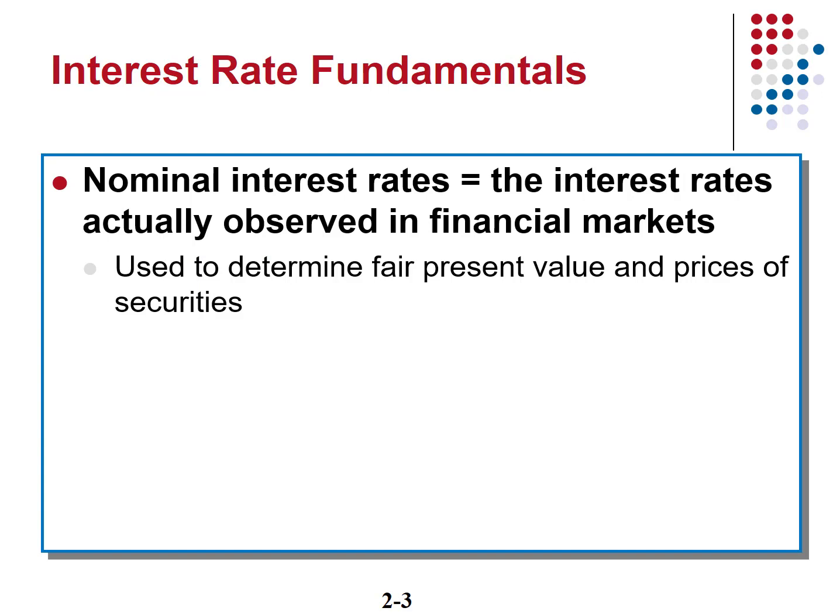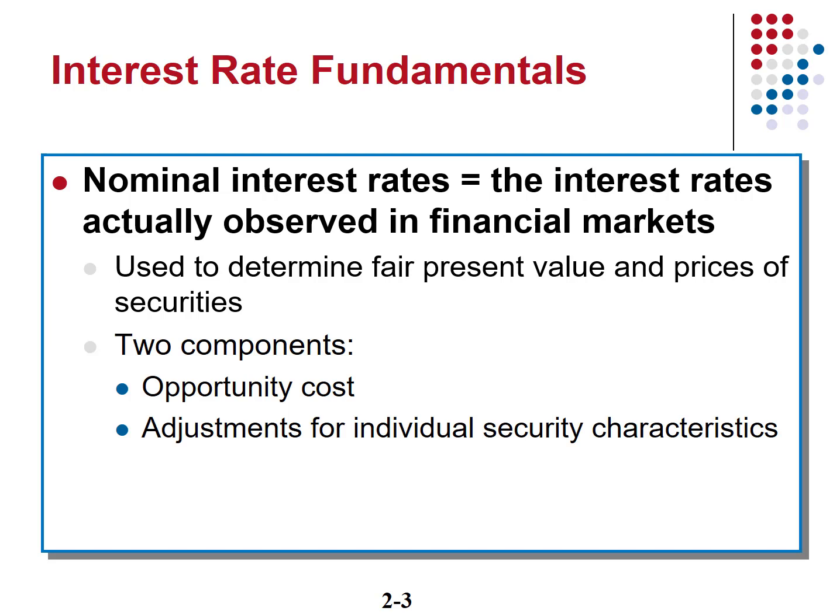Nominal interest rates are ones you can observe, like the T-bill rate. They have two components: opportunity cost. All securities' rates are dependent on the rates available on competing investments, the rate you could earn investing in something else. These rates will be a function of the underlying supply and demand of funds available. Adjustments for individual security characteristics would include default risk, maturity, liquidity risk, and payment terms. These are different for different securities, so the rates are going to be different.